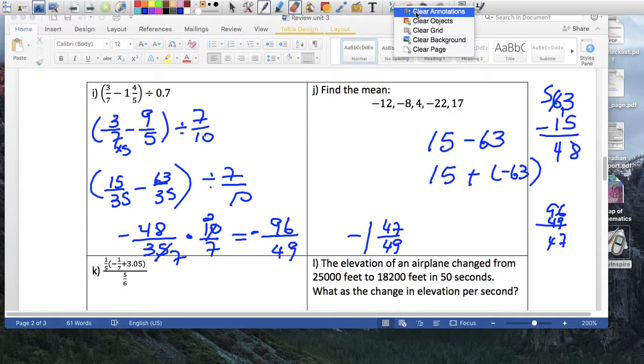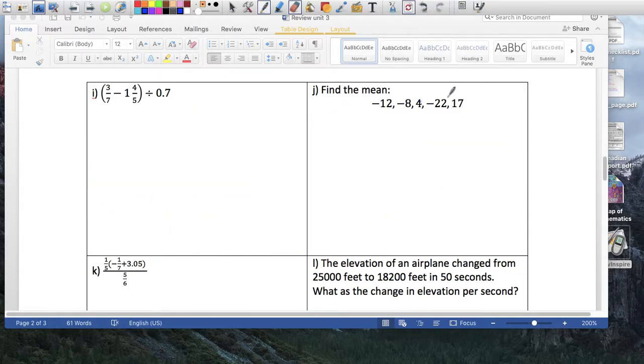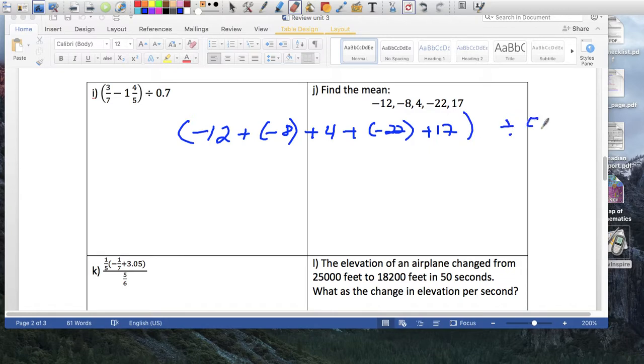Right? Find the mean is the average, right? So we add all those numbers up and then divide it by however many numbers are in our data. In this case, there's 5. So let's write this as an addition sentence. So you get negative 12 plus negative 8 plus 4 plus negative 22 plus 17, and we're going to divide all that by 5. So let me put that in parentheses and divide by 5. Let's add them up first.